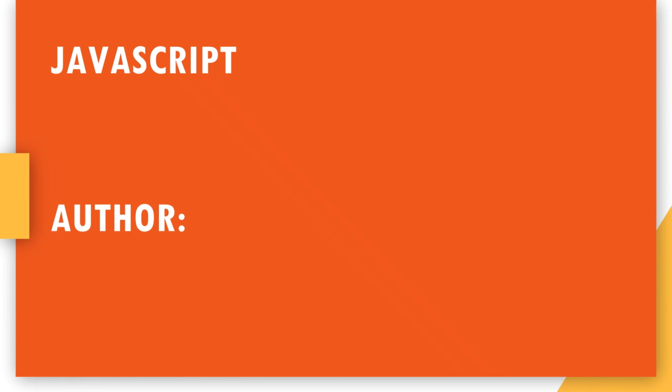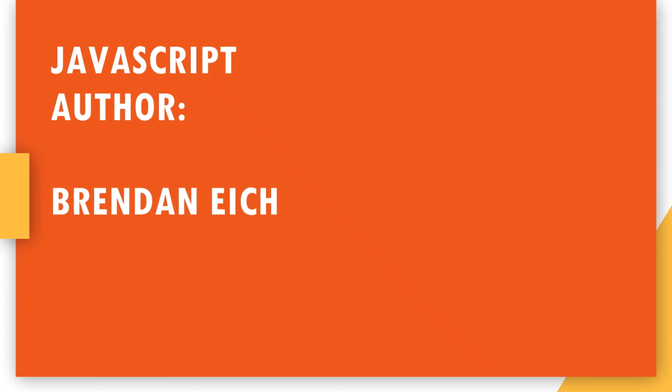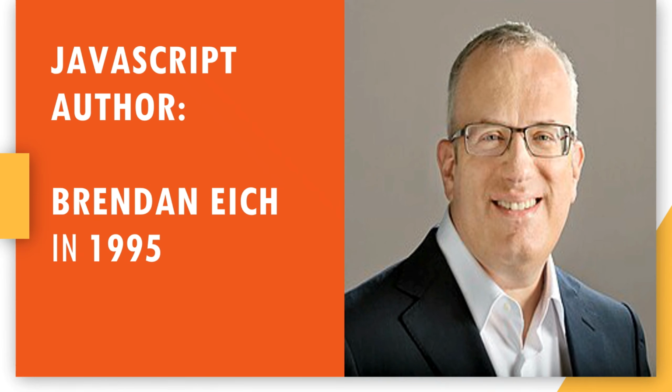JavaScript was created by Brendan Eich in 1995 while he was working at Netscape Communications Corporation. It was originally developed in just 10 days and was first called Mocha, then LiveScript, before being renamed JavaScript. The language was designed to make web pages interactive, allowing developers to manipulate page content, handle events, and respond to user actions directly in the browser.